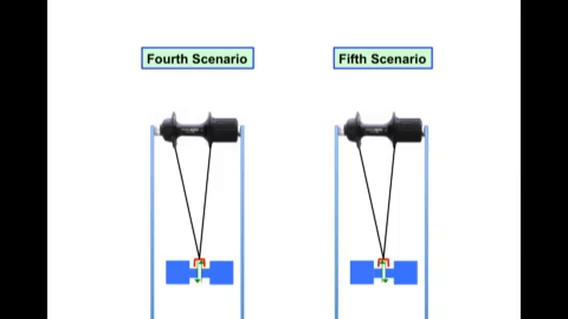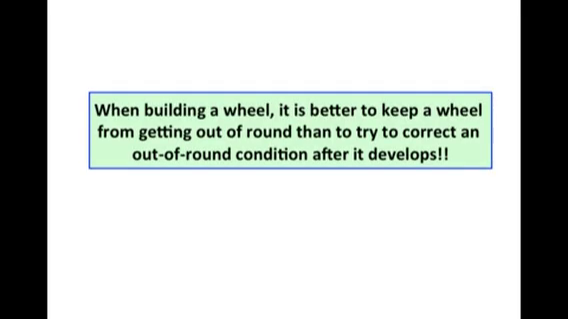You may have noticed that I used the word hopefully in trying to remedy a problem of the wheel moving up or down at one point while being laterally true. In practice, this does not always work as well as it theoretically should, especially if there's already quite a lot of tension on the spokes. Try to remember this: when building a wheel, it is better to keep a wheel from getting out of round than to try to correct an out of round condition after it develops. There's no question that when you use a truing stand, some skill comes with practice. If you continue to work on your skills, you'll get better and better.